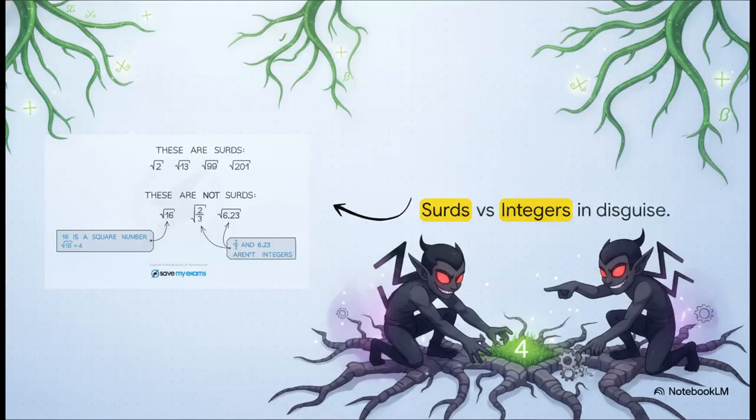Take a look at the difference here between a real surd and, well, a fake one. On the top, you've got real surds, right? Root 2, root 13, root 99. But look right below that. Root 16 is literally just an integer in disguise. Because 16 is a perfect square number, the square root of 16 is exactly 4. That is not a surd. So always be on the lookout for imposters when you're taking your exam.